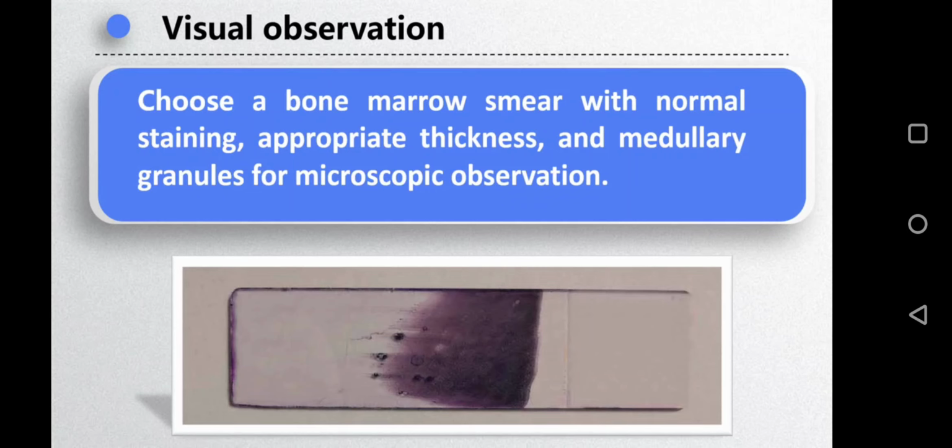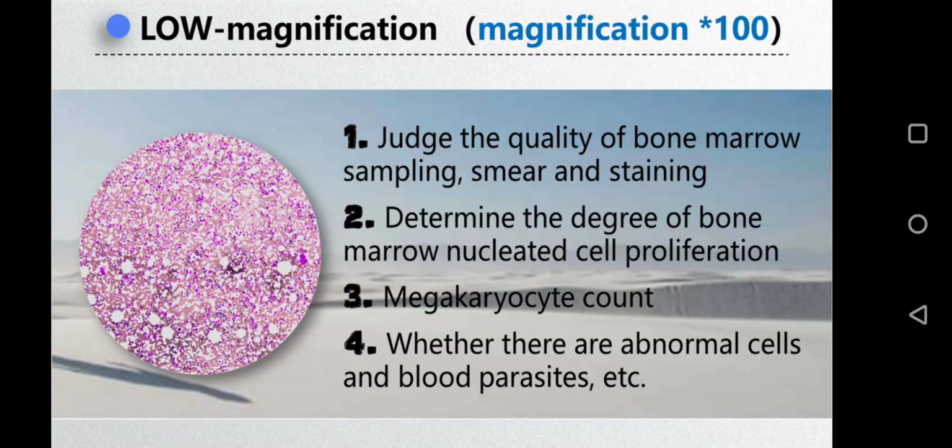At first, we use visual observation to choose a bone marrow smear with normal staining, appropriate thickness, and medullary granules for microscopic observation. We use lower magnification to judge the quality of bone marrow sampling, smear and staining, and to determine the degree of bone marrow nucleated cell proliferation and megakaryocyte count. Then check whether there are abnormal cells and blood parasites.